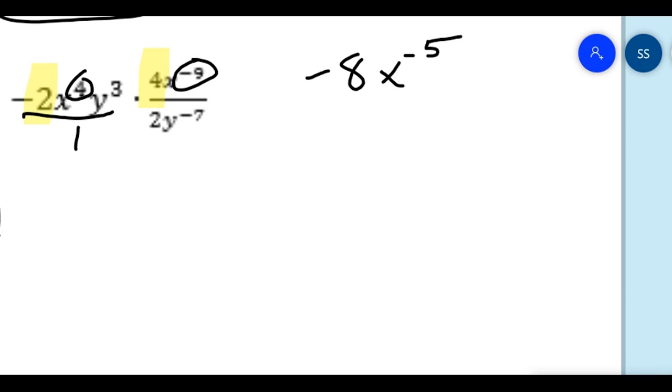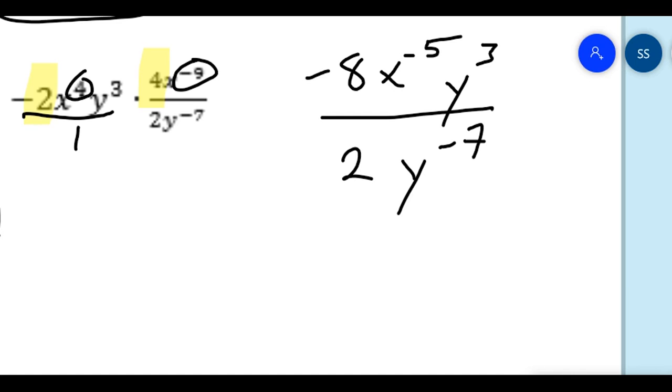And then y to the 3rd I don't do anything with. Okay, and on the bottom right now I have 2y to the negative 7th. Okay, now we're not done yet. Okay, let's deal with our coefficients here. So negative 8 over 2, that would become negative 4, right, if I simplify that. Okay, x to the negative 5th, I'm just going to leave as negative. I always want to deal with my negatives last. And then my y, I've got y to the 3rd over y to the negative 7th. Again, my rule is subtract, since I'm dividing, subtract those exponents.